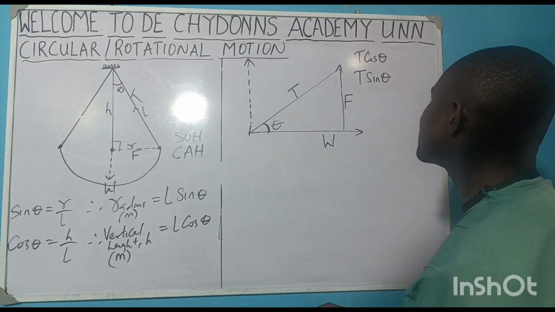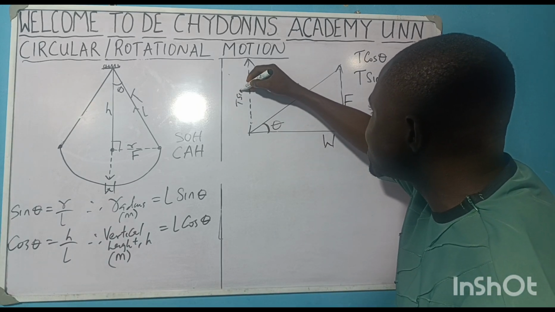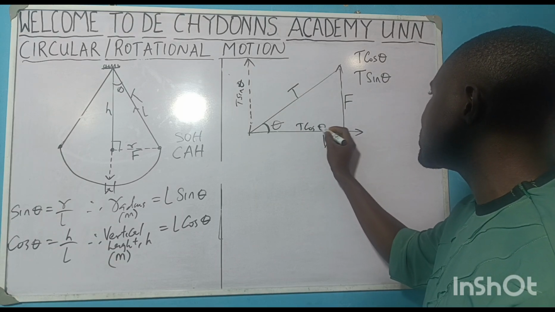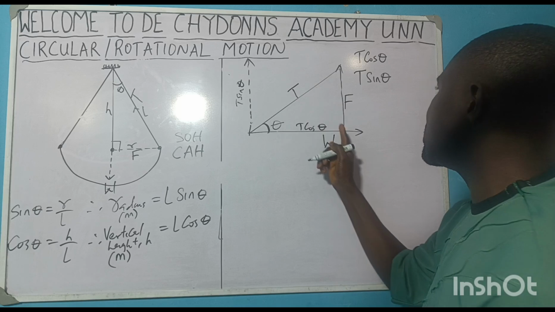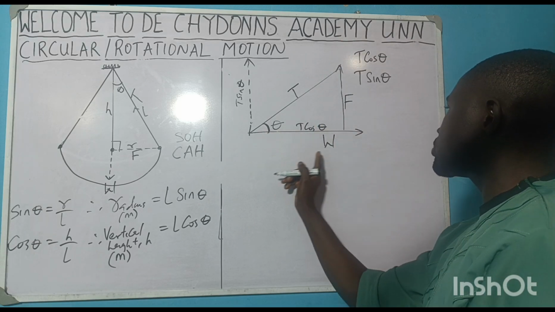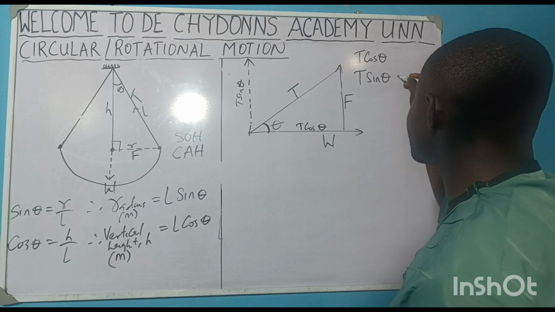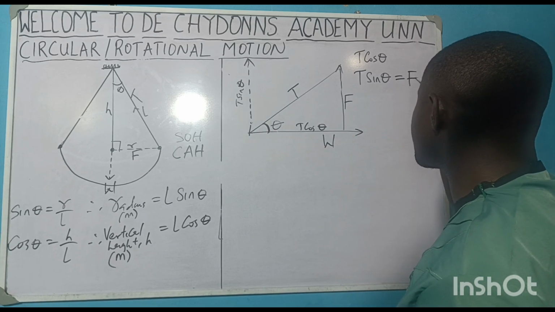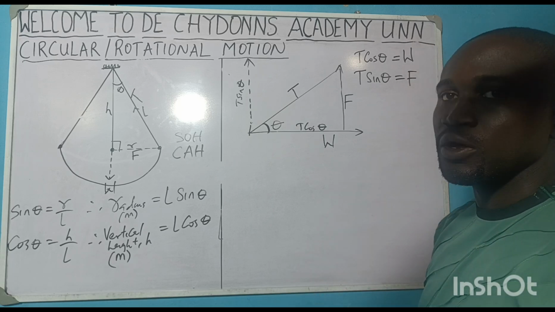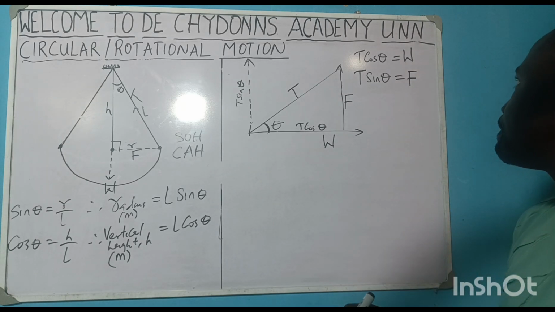Very important. Now, this is my T sine theta, and this is my T cos theta. Now, this is equivalent to this, and so this is also equivalent to weight because they are in the same place. So this you say is equal to what? Force, and this is equal to what? Weight. You are done.